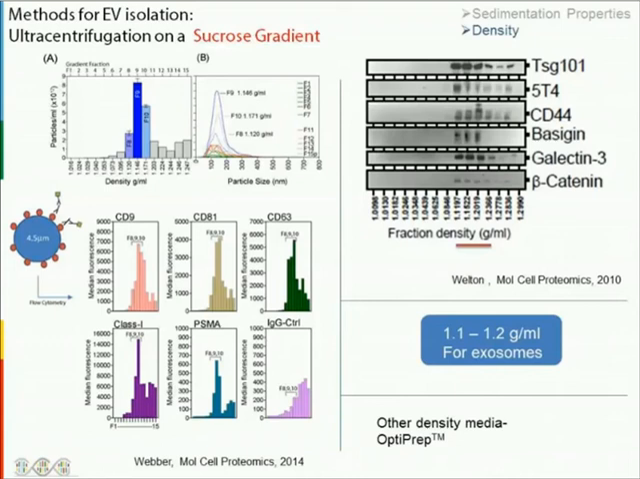OptiPrep also offers the advantage that it's isotonic all the way down the gradient, and it forms spontaneous gradients if you set it up as steps, so 40%, 30%, 20%, and 10%. So it's much easier to do these OptiPrep gradients compared to sucrose. I would certainly consider OptiPrep for the future. We've done a little bit with blood with OptiPrep and not a great deal with cell line work.